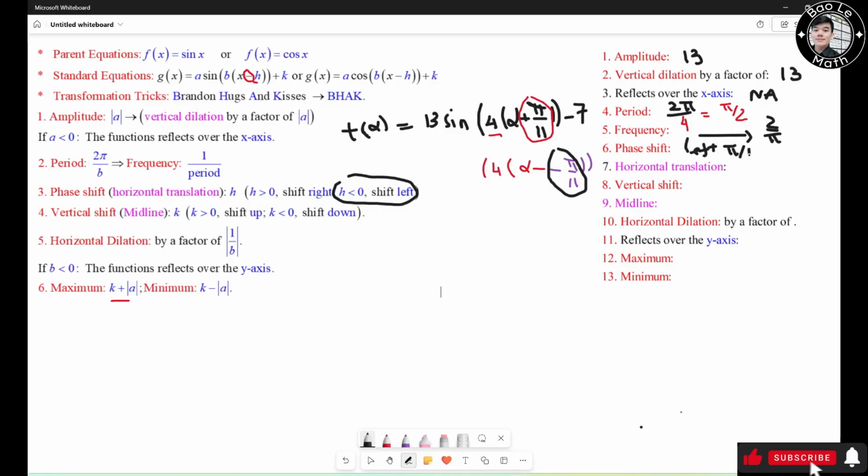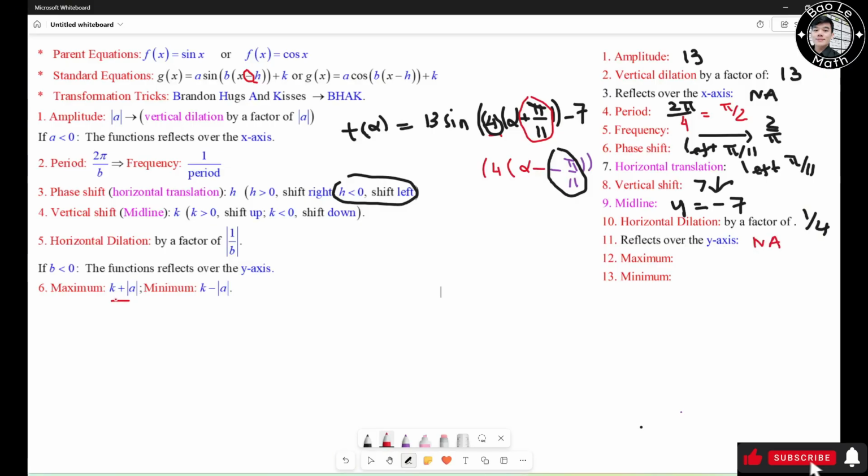pi over 11. Now, horizontal translation is the same thing as phase shift, so it should be left pi over 11. Now, vertical shift is going to be negative 7, so 7 units down. Now, midline is going to be y equals negative 7. Horizontal dilation is going to be right here, so by a factor of 1 over 4. Now reflect over the y-axis, none, right?